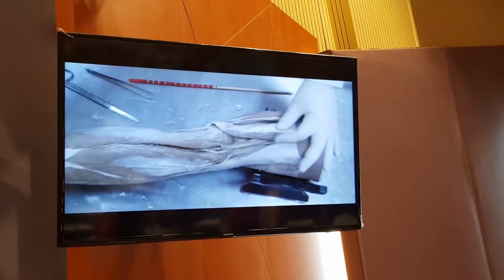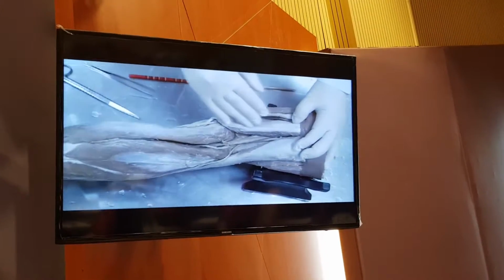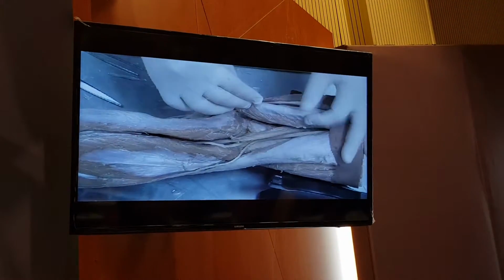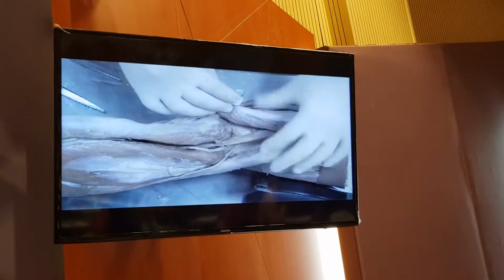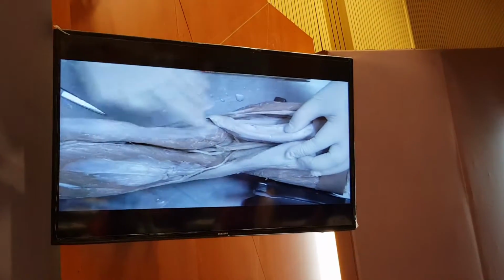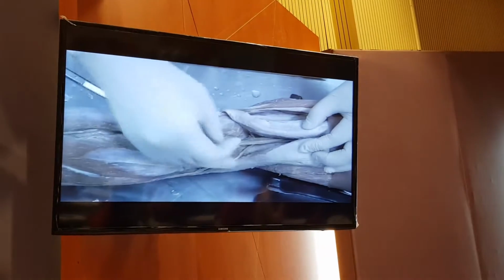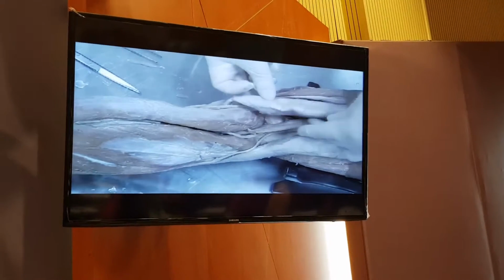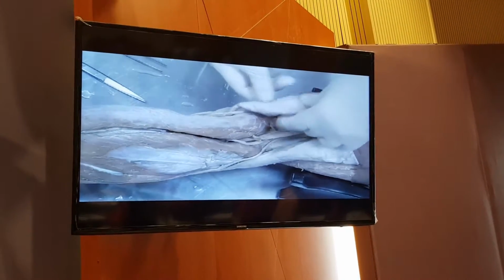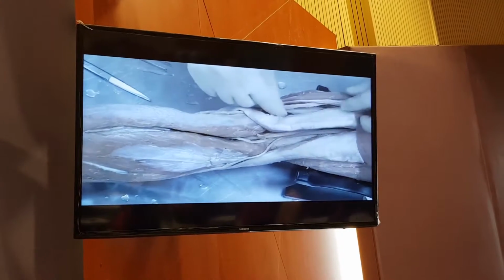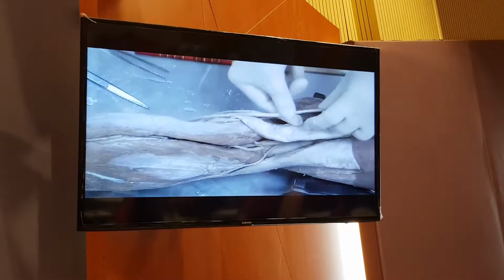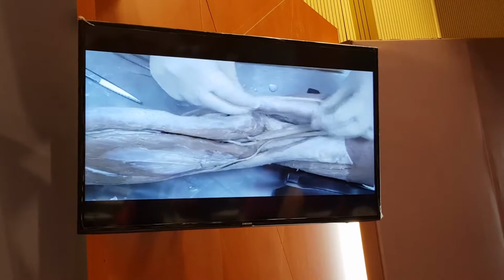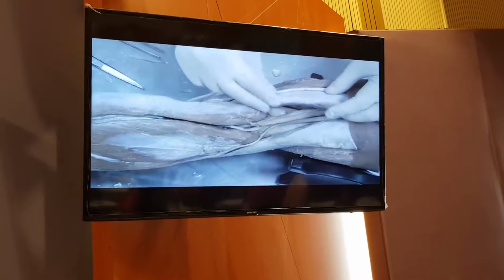Popliteal fossa here. So this is the upper medial border of the popliteal fossa. This is the upper lateral border of the popliteal fossa. Okay. This is the lower medial border, and this is the lower lateral border. The upper medial border is formed by your semitendinosus and semimembranosus muscles. Together they will be forming it. Here is our semitendinosus muscle and semimembranosus muscle. Together they will form the upper medial border.